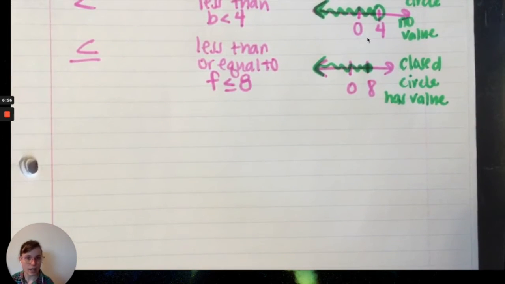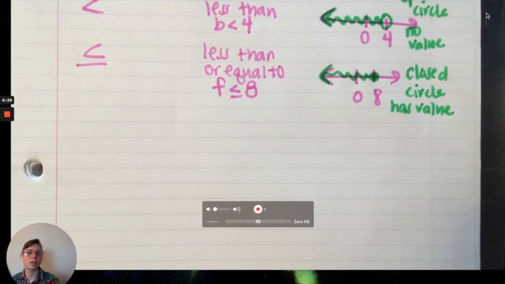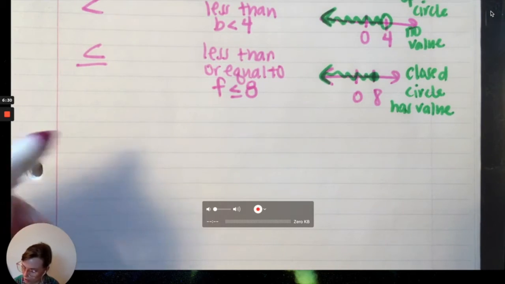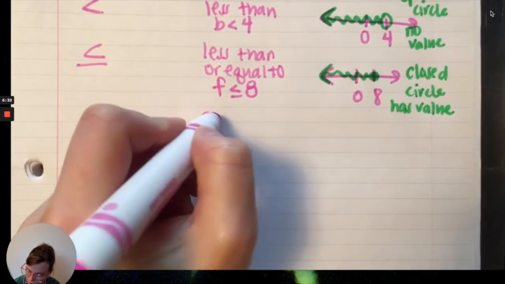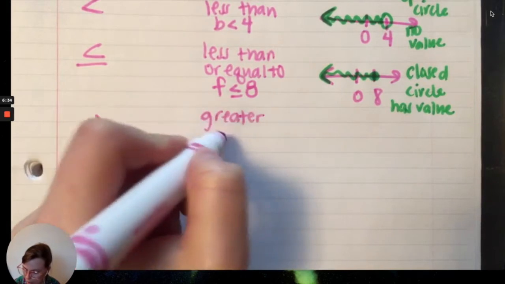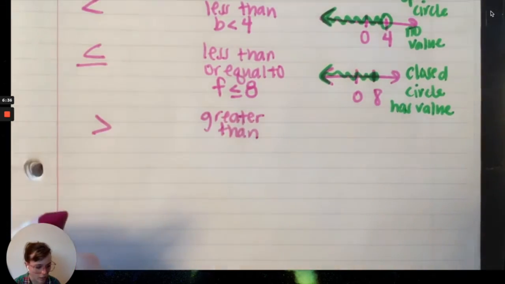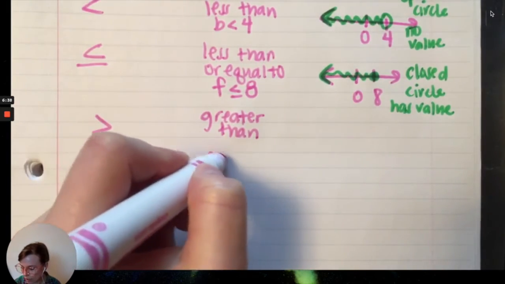All right, now we're getting into our next ones. I'll move my mouse out of the way. There we go. So our next ones, I'm sure you've assumed what they will be, is greater than, and we're going to use a is greater than 5.